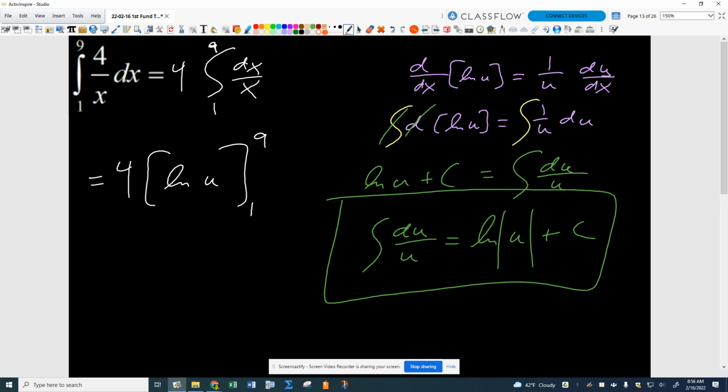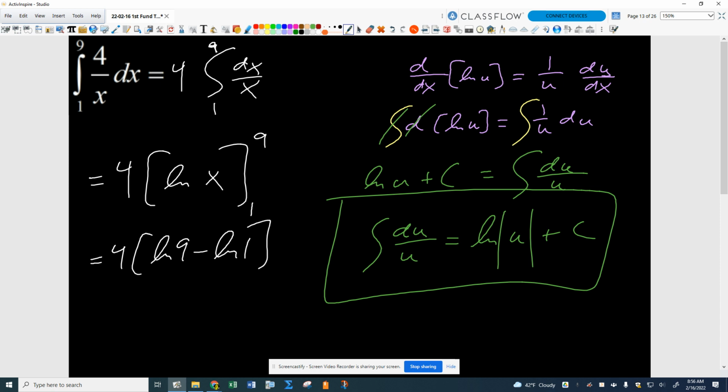Do I need the absolute value bars? That should be an x, not a u. Do I need the absolute value bars in this example? They show up here. Do I need to put the absolute value bars around the x there? You're right. How come, Madeline? Yeah, because we're evaluating it over positive limits of integration anyway, so we don't need an absolute value. So we just end up with then 4 times log 9 minus log 1.